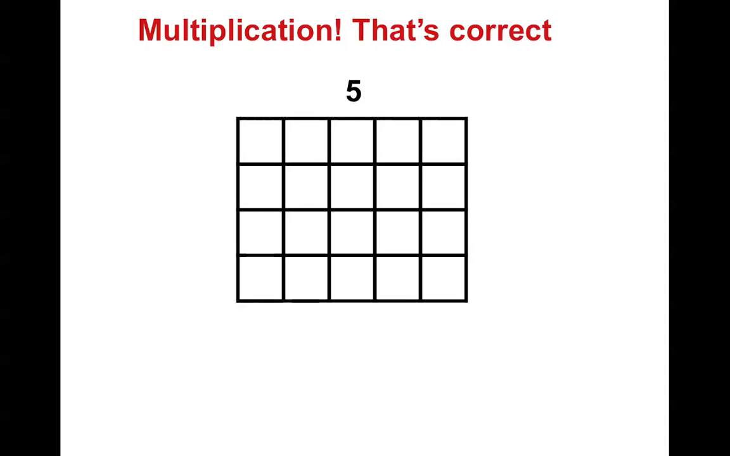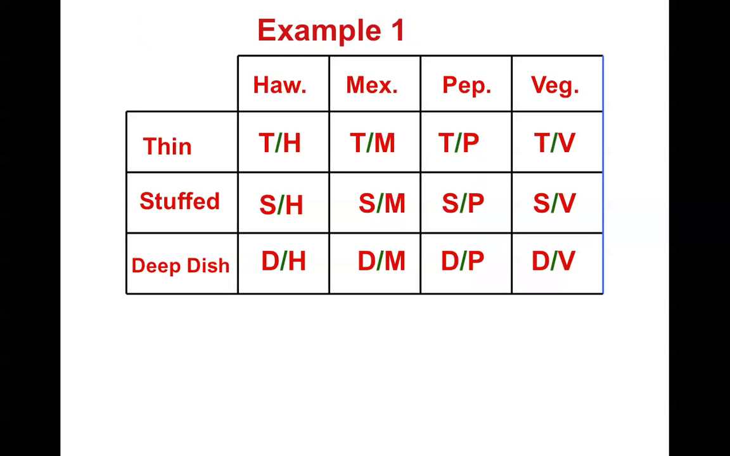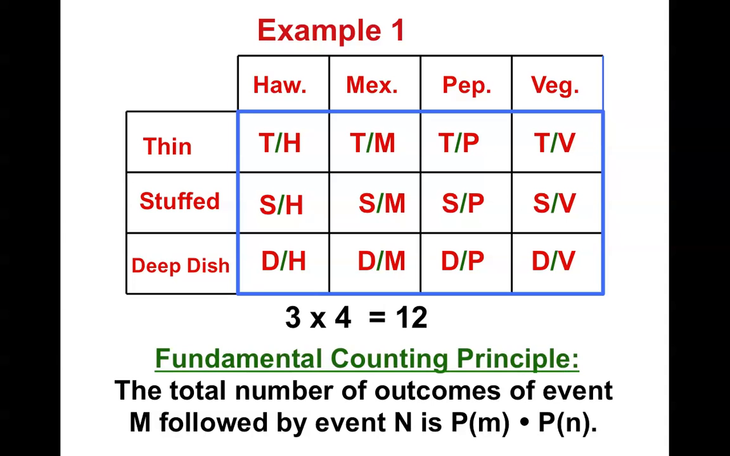But if I had 4 rows of 5, then that is a multiplication problem of 5 times 4, or 20 blocks. So if we look at this, we can notice that we've got the rectangle that shows us 3 types of crust and 4 types of pizza, and that's 3 times 4, which equals 12 possibilities. And this is a shortcut. It's called the fundamental counting principle.